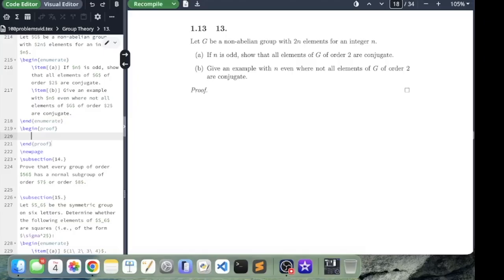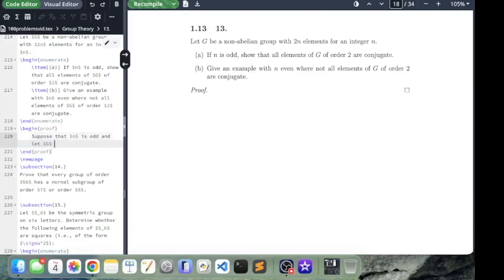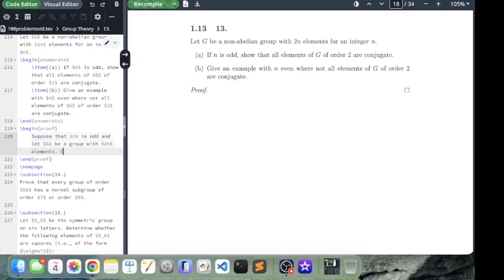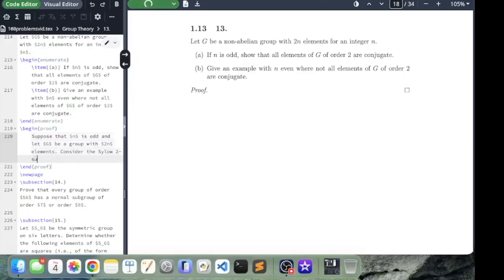So let's see what we have. We want to consider the Sylow 2 subgroups, which are going to have order 2 since there's only one power of 2 in G, because it has order 2n, and n is odd. Suppose that n is odd, and let G be a group with 2n elements. Let's consider the Sylow 2 subgroups, which have order 2.